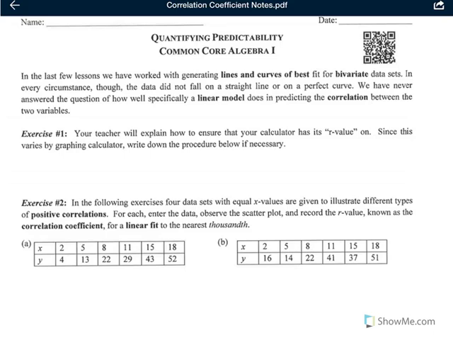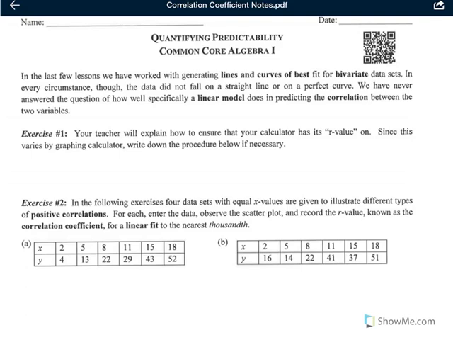Now, exercise 1 says that your teacher will explain how to ensure that your calculator has its R value on. Now, in class I would tell you how to find the R value with your graphing calculator, but being at home now, I know that we don't have graphing calculators at home, so we're going to wait to go over how to do this on the graphing calculator once we come back to school. So for now, I'm just going to give you the R values in exercise 2, part A through D, and then we'll talk about decoding that and figuring out what that means in each circumstance. Again, normally we'd have to do this on the calculator, but we don't have a calculator.